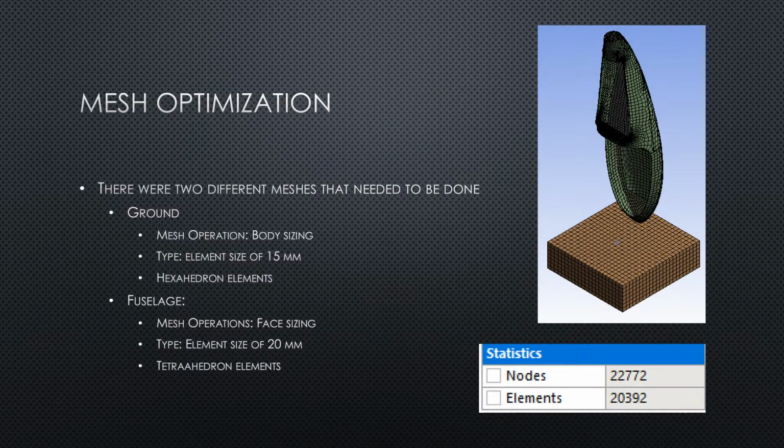As far as my mesh optimization, there were two different meshes that needed to be done. The first was for the ground. The mesh operation was body sizing, and the element size was 50 millimeters. The elements were in a hexahedron shape. And for the fuselage, the mesh operation was face sizing with a 20 millimeter element size, and the elements came out to a tetrahedron shape.